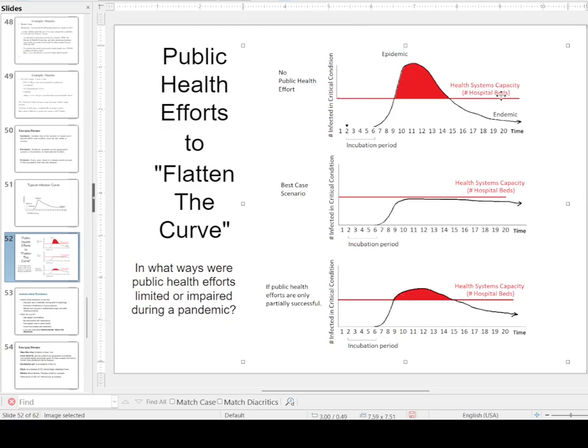Number of beds, number of doctors, number of medications, and it's pretty much stagnant. I mean, yes, you can invest in more hospitals, hire more doctors, but that's going to take decades. Epidemics like gas themselves out in a few years. So the capacity of the healthcare system is pretty much level.